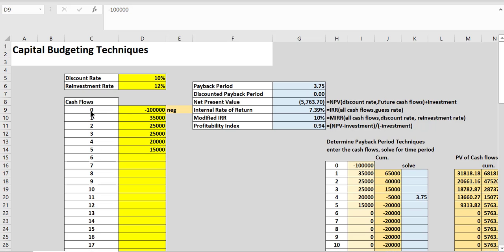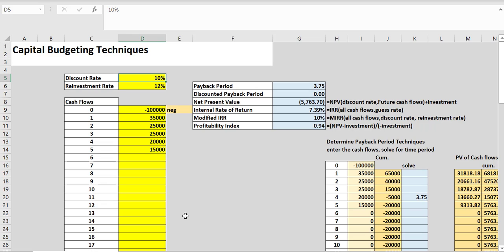Now, time 0 reflects the investment, the cost of the project. And of course, you notice here it says negative. It needs to be entered as a negative number. We also need to identify discount rates. The most simple version of this is just the weighted average cost of capital, or the cost of financing for the corporation. For this company, we say it's 10%.